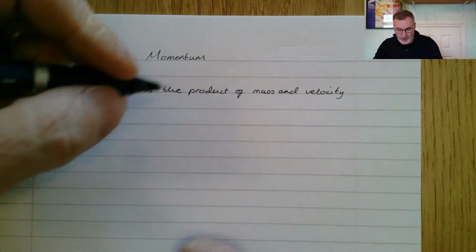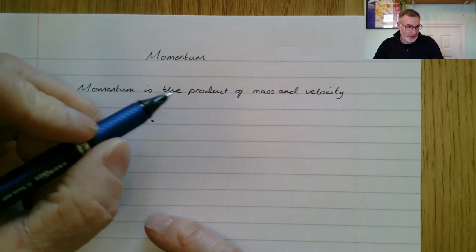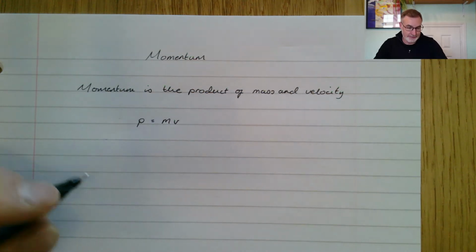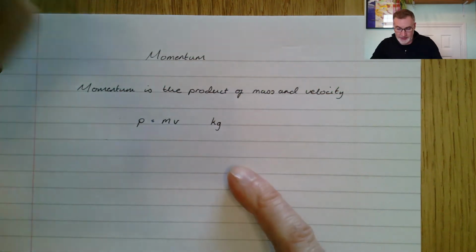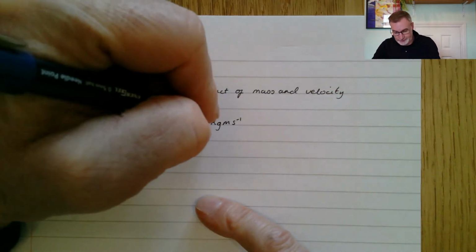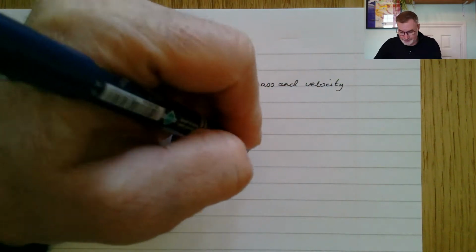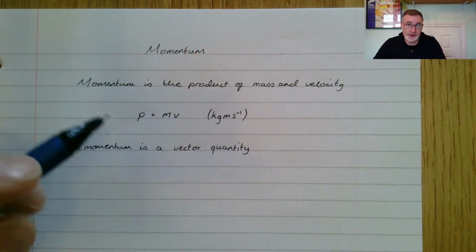Momentum is defined as the product of mass times velocity. And momentum has the letter P. So momentum, the product of mass and velocity, would simply be mass times velocity. It has a unit, which is the combination of mass and velocity, so kilogram meters per second. And momentum is a vector quantity, so therefore it'll have magnitude in kilogram meters per second, and it will also have a direction.